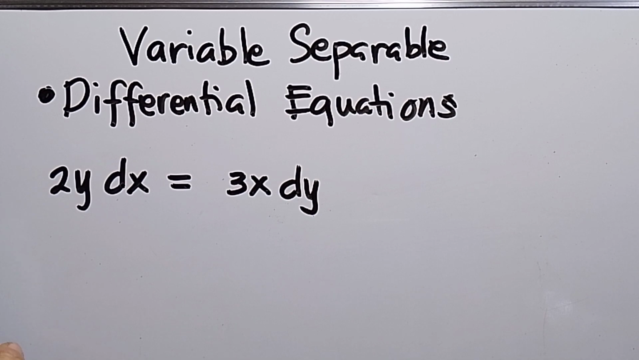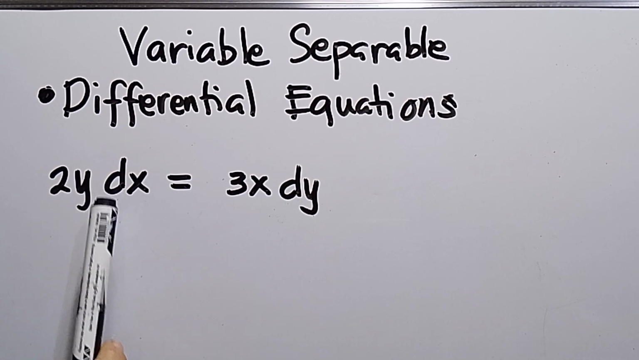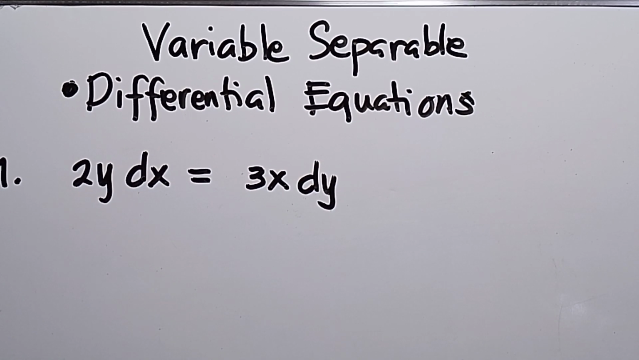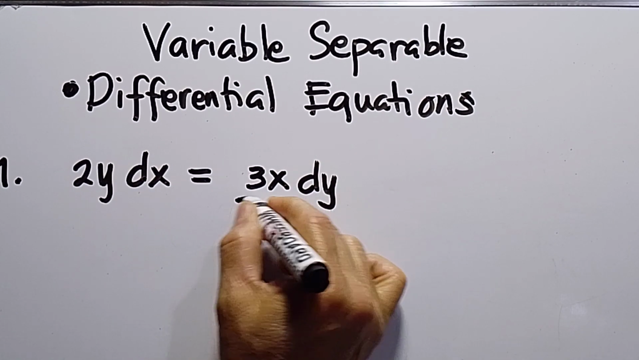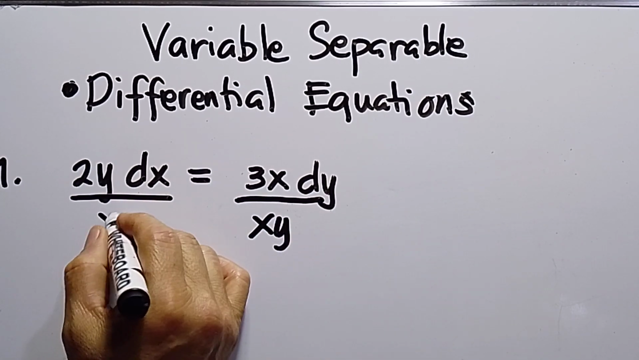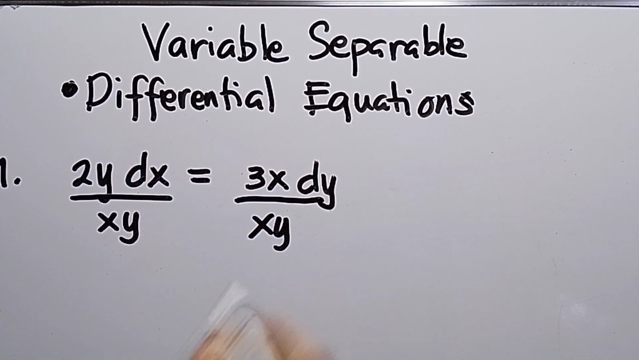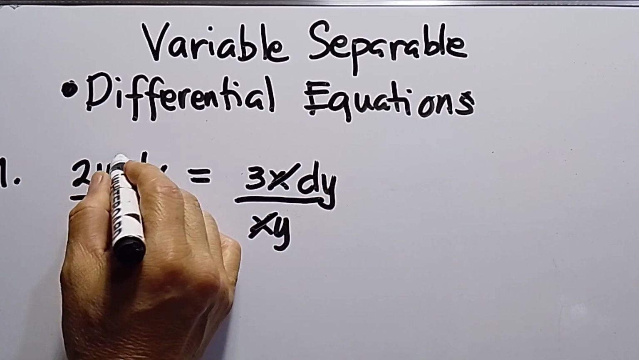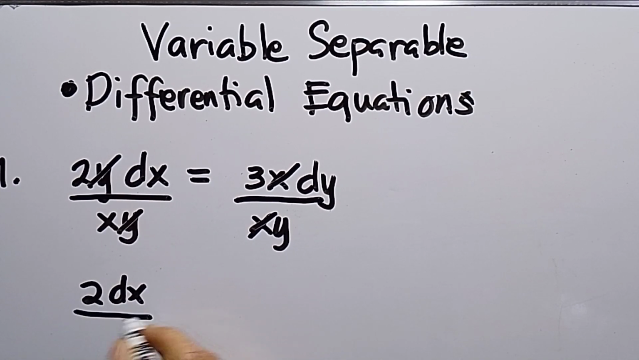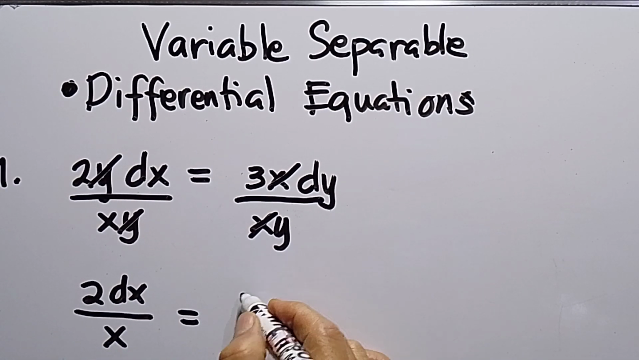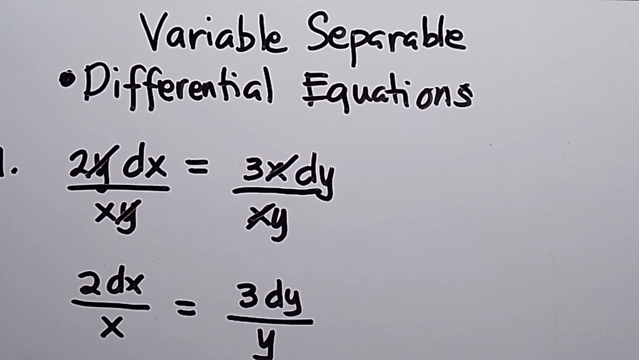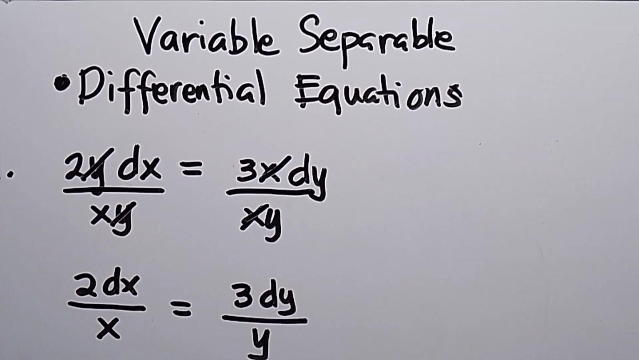I have here number 1, 2y dx is equal to 3x dy. So I need to divide this by xy on both sides. This will be crossed out, and then this will be crossed out also. So I have now 2 dx over x is equal to 3 dy over y. Okay? So I need to separate the constant.